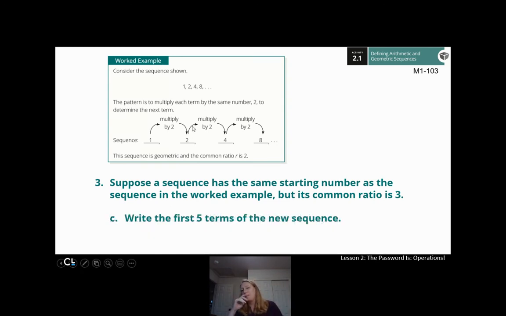And of course, you know what's coming. Go ahead and write it down for me, given this new common ratio. We're still starting with 1, but now we're going to a new common ratio of 3. Please write down for me the first 5 terms of this lovely new sequence.